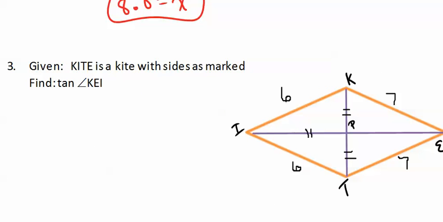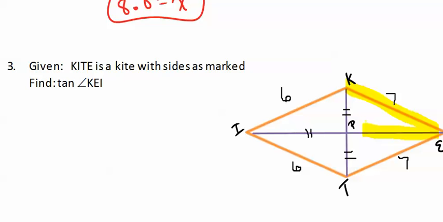All right, in the final problem that we're going to be looking at today, we're given the following diagram, KITE, knowing that it's a kite, with sides marked as they are in the diagram. And what we're trying to find is tangent of angle KEI. So KEI is over here. Now, what you'll notice about that is that we don't have enough sides. We at least need two to figure out what the angle is, or the ratio is, from the triangle.